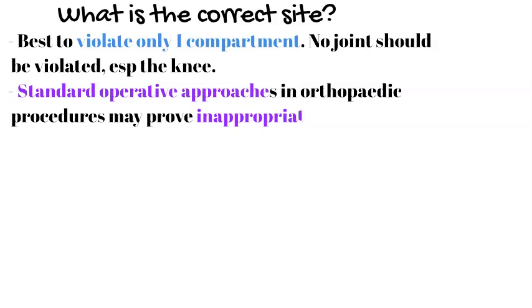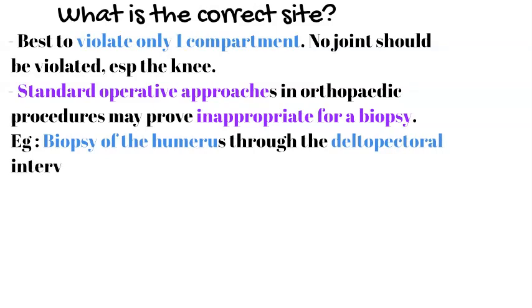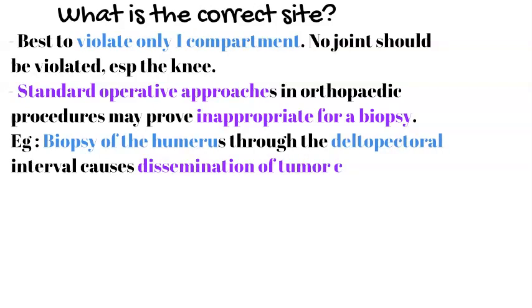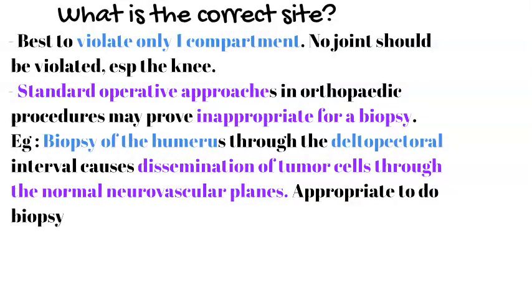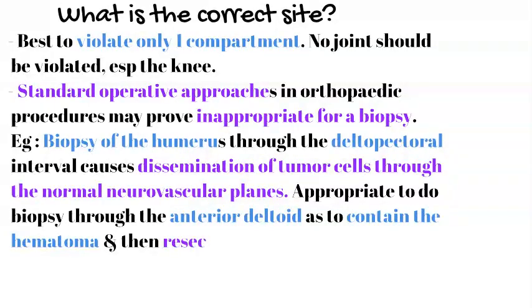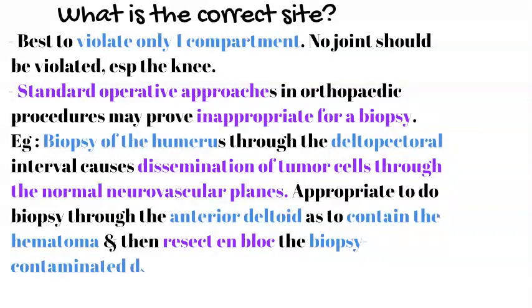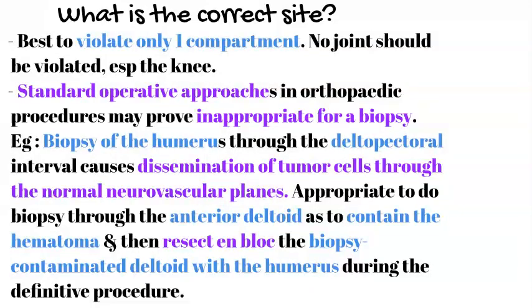Standard operative approaches in orthopedic procedures may prove inappropriate for a biopsy. For example, biopsy of the humerus through the deltopectoral interval causes dissemination of tumor cells through the normal neurovascular planes. It is appropriate to do the biopsy through the anterior deltoid so as to contain the hematoma, and then resect and block the contaminated deltoid with the humerus during the definitive procedure.